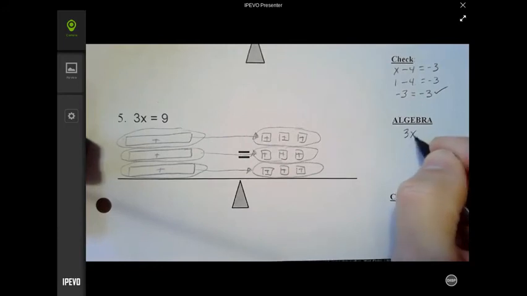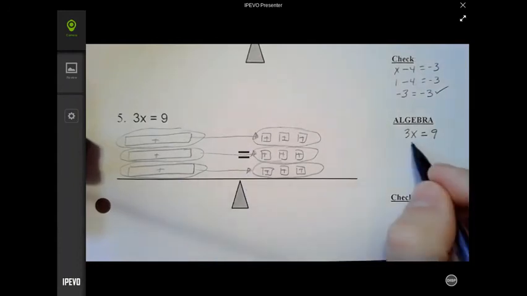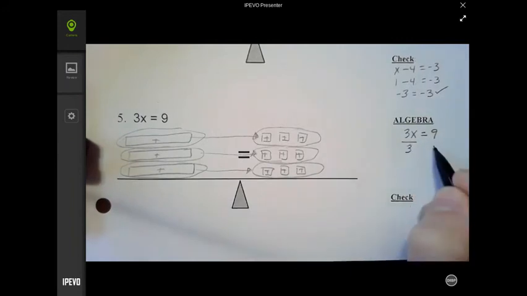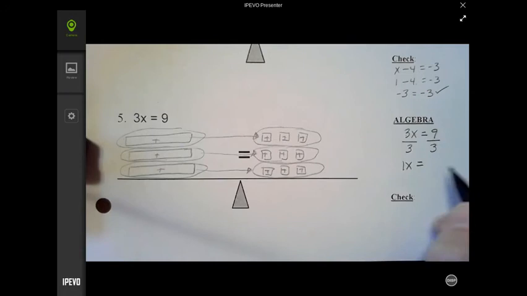Algebraically, the equation said 3x equals 9. And when we broke this up into 3 groups on each side, what we actually did was divide by 3. So on the left, we divided into 3 equal groups. And then on the right, we divided into 3 equal groups. On the left-hand side, 3x divided by 3 is 1x, which is the same as x. And on the right, 9 divided by 3 is 3. So our answer here, x equals 3.